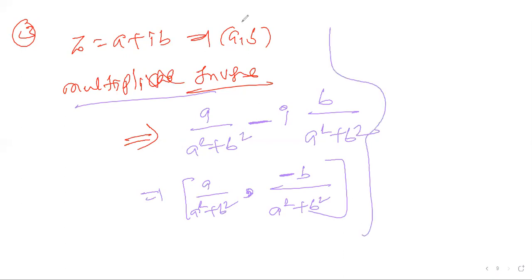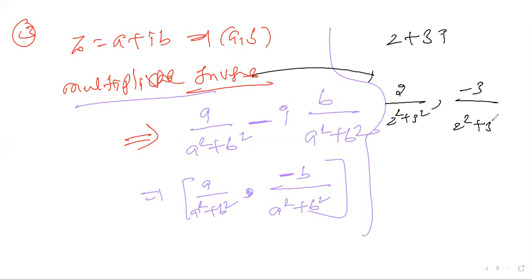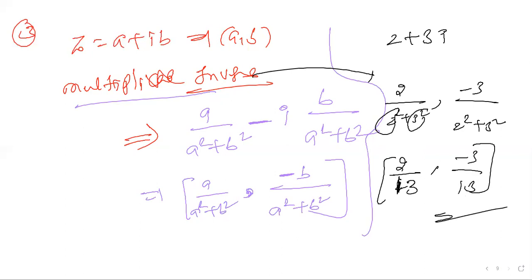I'll take an example. 2 plus 3i is given. Find the multiplicative inverse. What can you do? 2 by 2 square plus 3 square, comma, minus 3 by 2 square plus 3 square. You can write 2 by 4 plus 9, which is 13, comma, minus 3 by 13. This is the multiplicative inverse process.